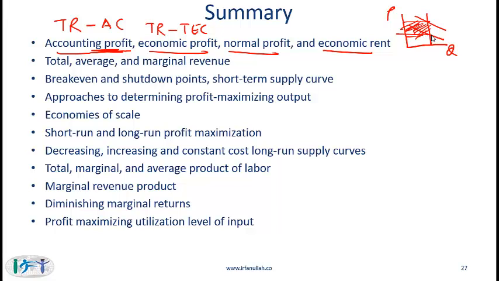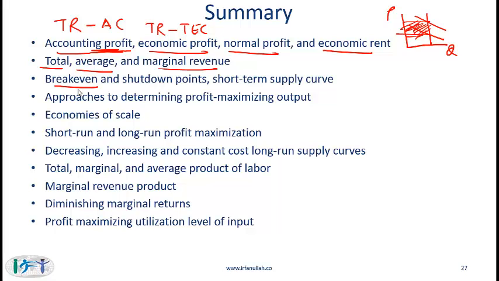Then we talked about total, average and marginal revenue. Total revenue is fairly straightforward. Average revenue would be total revenue divided by the quantity sold. Marginal revenue is the revenue for one additional unit sold. Break-even point is the point where the total cost is equal to total revenue. We can also say it is the point where the average cost is equal to the average revenue.